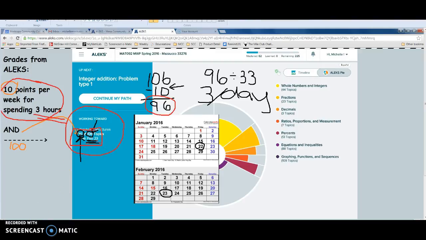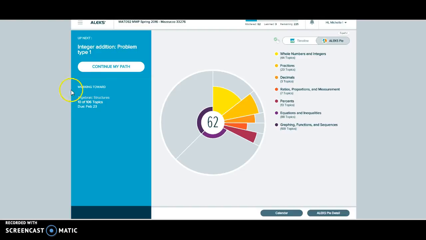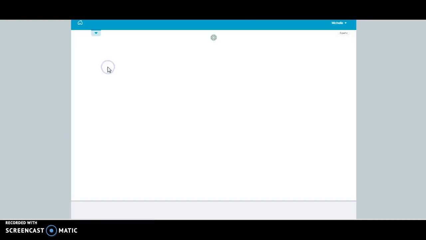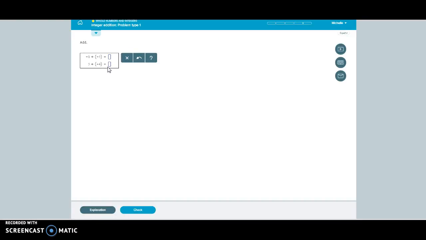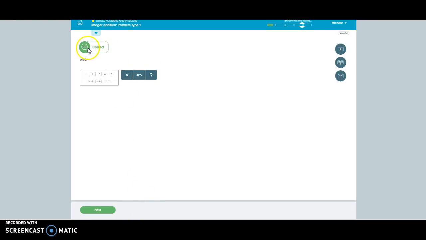All right, so now that we understand what this over here tells us, let's go ahead and see what happens when we click continue my path. When we click continue my path, it means I'm ready to start doing some homework problems. So if we look here, it tells us to add. If we need an explanation, there's explanations here. And so let's say we do -1 plus -5, and that is -6. And then 5 plus 4, we get 1. We would go over here and click check, and it tells us it's correct.